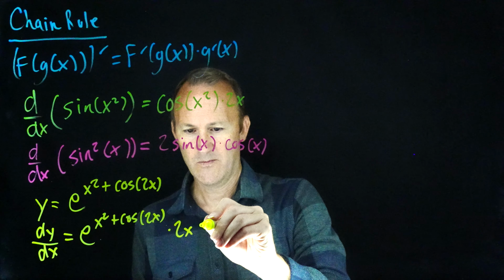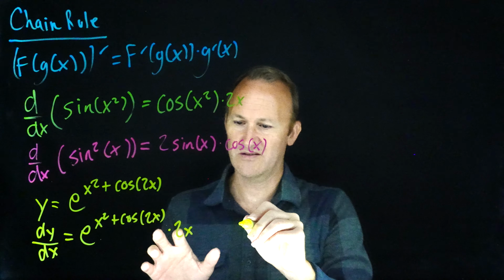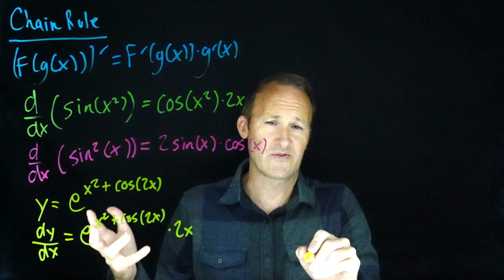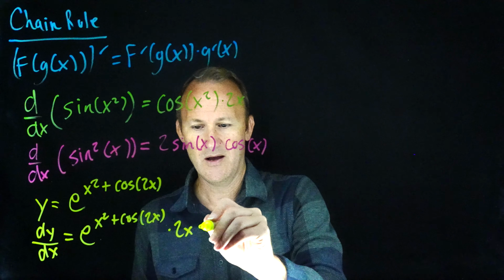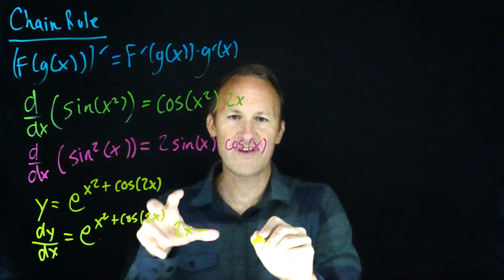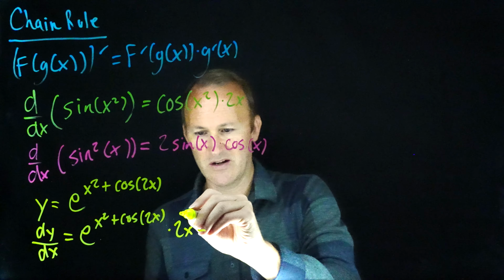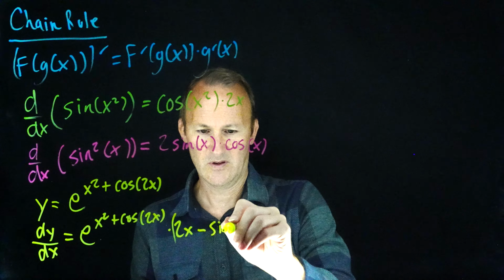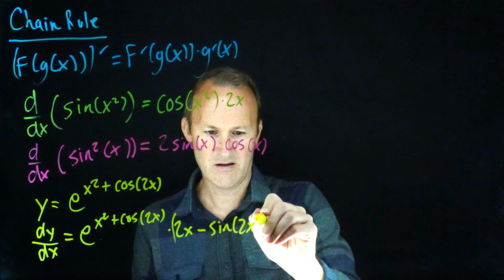Now be a little careful here, because when you do the plus, it is going to be a plus. The derivative of cosine is going to be a minus, but it's e times this whole thing. It's not e times 2x and then an extra minus. So this should all be in parentheses. So the derivative of cosine is negative sine. So it's sine of 2x.